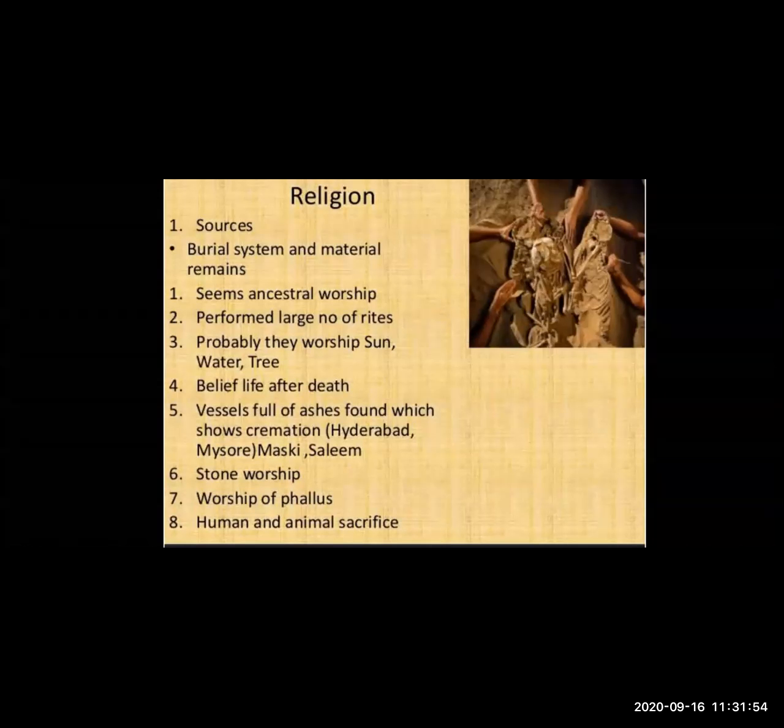Ancestral worship: they used to worship different ancestors and perform a large number of rites. Large number of rites means they used to go for pilgrimage. Yes, you know there are different types of pilgrimages where people go by walking for so many days. They keep on walking because they follow different types of rites and rituals.